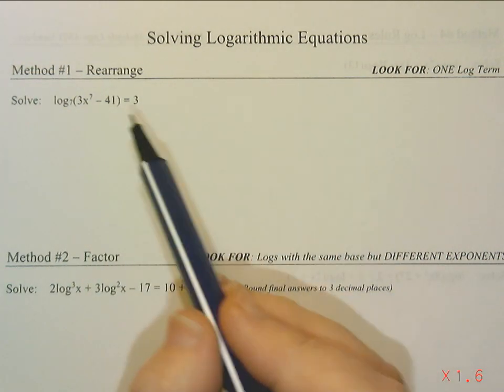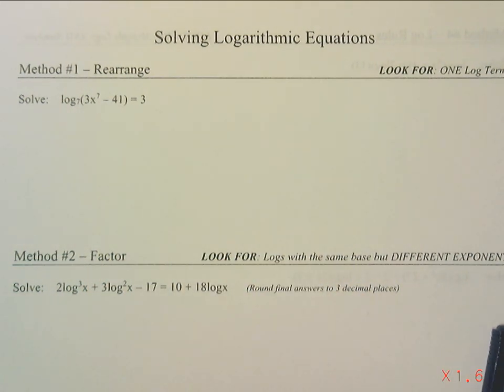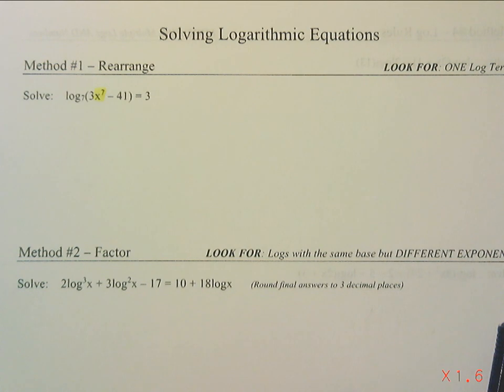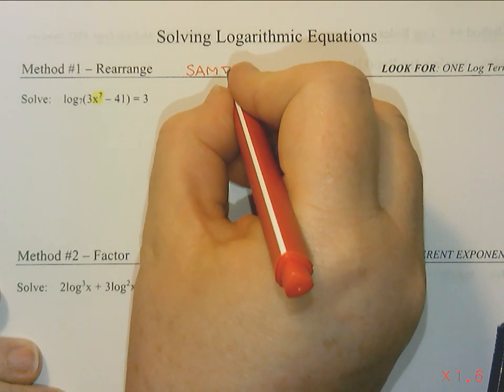So we're going to start with our first question here. It says solve log base 7 of (3x^7 - 41) equals 3. Now you'll notice it says the method we're using is rearranging. We did talk before about how when we're rearranging, we look to see that we have only one term with a variable, and this only has one term with a variable. So we are going to try to solve by rearranging, which we learned how to do a couple of days ago. When we are solving by rearranging, we are using reverse order of operations, otherwise known as SAMDEB.